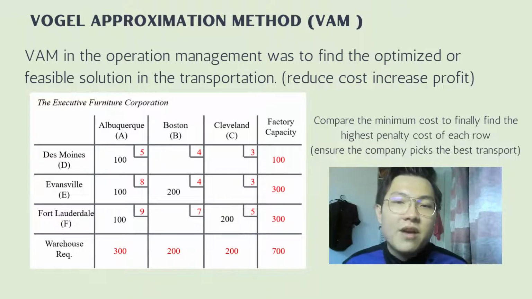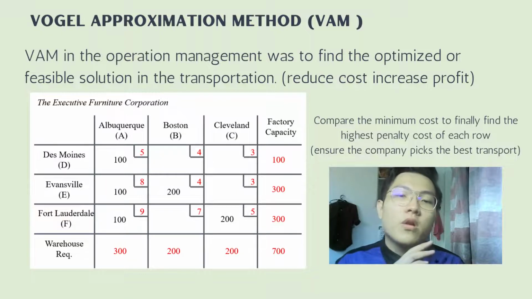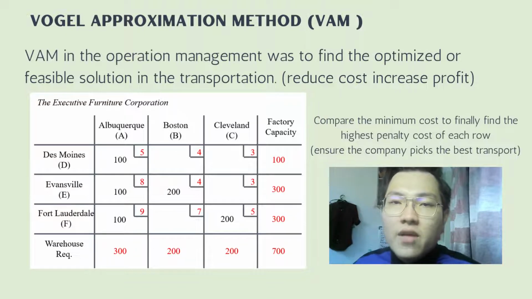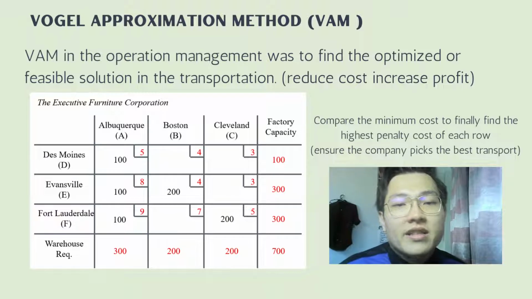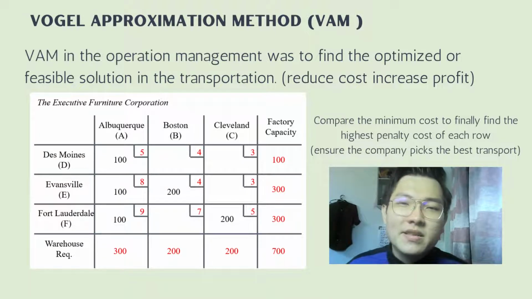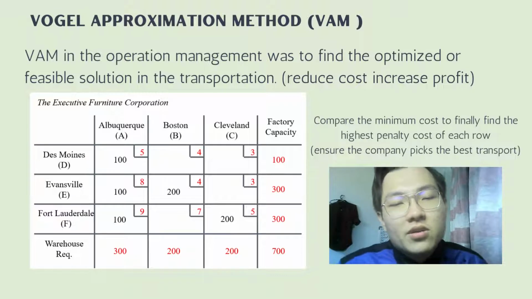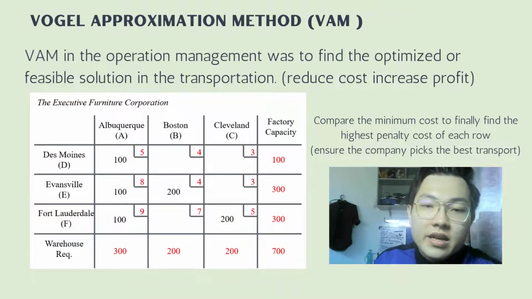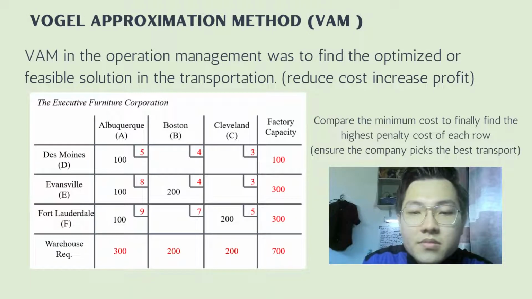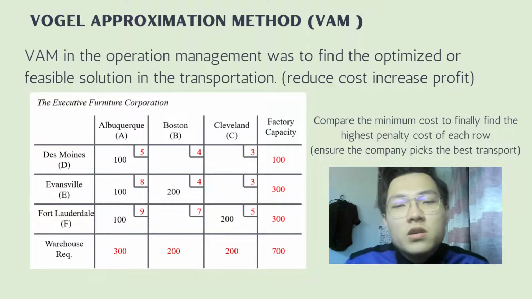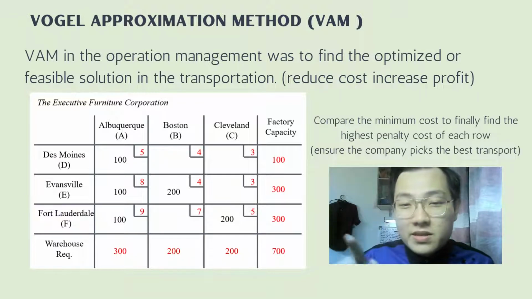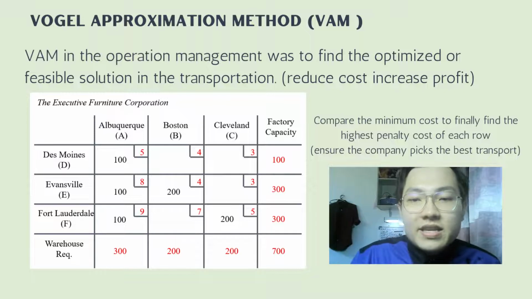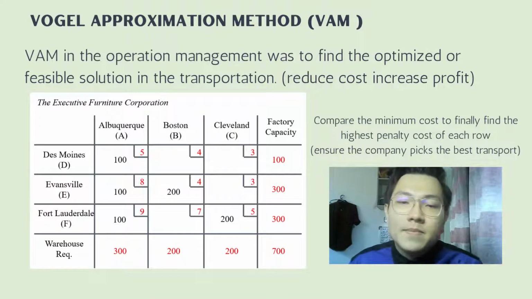So this method helps the companies ensure which transportation cost and path is the best and near to the optimized solution. From here we can see the same example as the stepping stone, the Executive Furnitures Corporation. We are more focused on the costs in the small boxes, the 5, 4 and 3, for the AD, AB and CD costs.